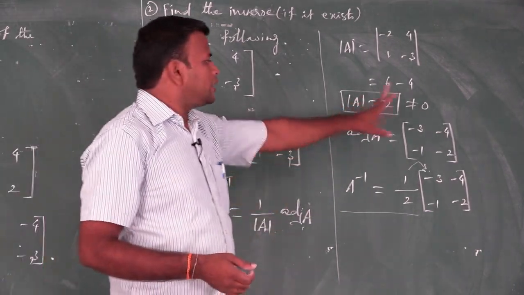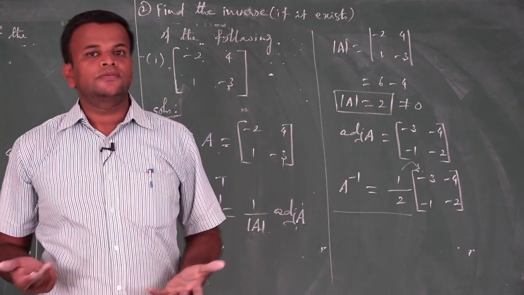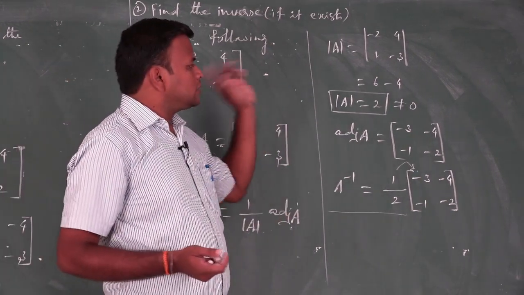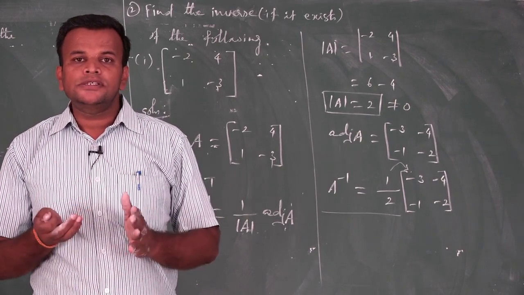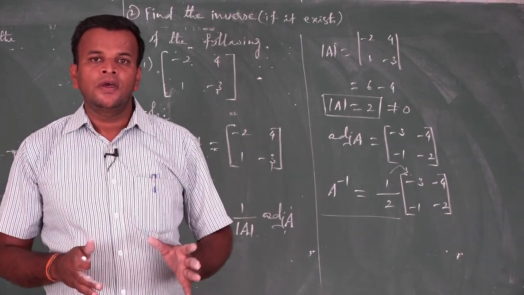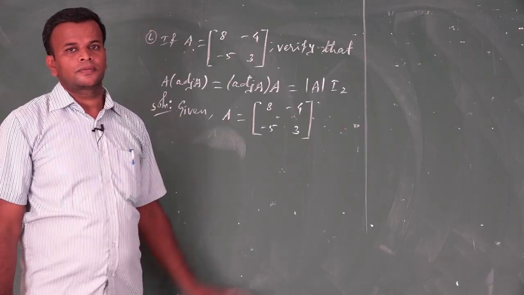Suppose the determinant value is equal to 0. What is our next step? So determinant A is equal to 0, so A is a singular matrix. So A inverse does not exist, or A inverse is impossible.